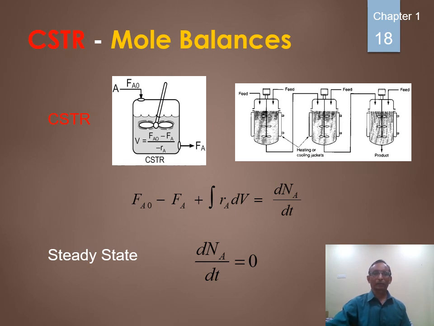From FA0 minus FA you get one design equation using the CSTR: V = (FA0 minus FA) divided by (minus RA). This is only a rearrangement, and you get the design equation of the CSTR. Another figure is given: this is a single CSTR, and this is a battery of CSTRs. The outlet of the first reactor is the inlet of the second reactor, the outlet of the second reactor is the inlet of the third reactor. That way they are arranged in a battery.